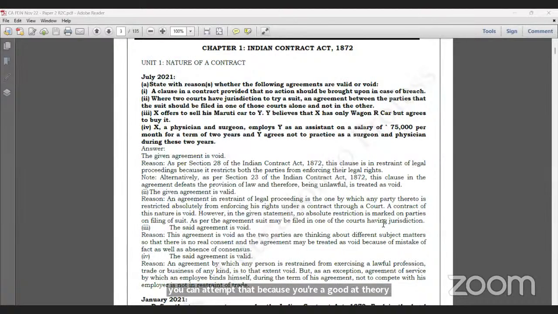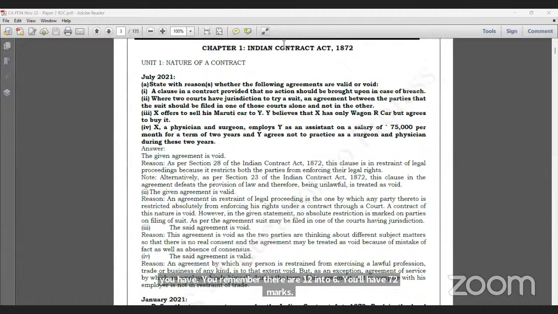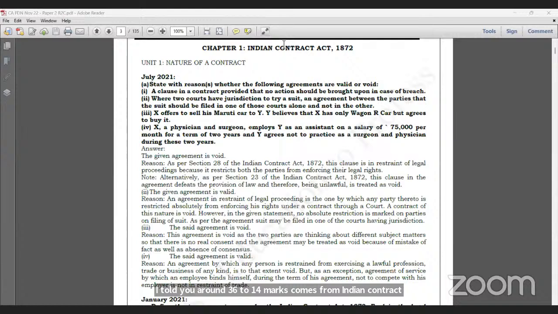Remember, there are 12 into 6, so you'll have 72 marks. I told you around 36 to 40 marks comes from the Indian Contract Act and Sale of Goods Act. Usually only one question comes for 5 marks from Limited Liability Partnership in all the papers, usually in the second question. The remaining 27 marks will come from the Companies Act and Partnership Act.